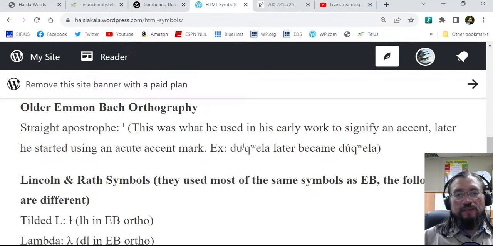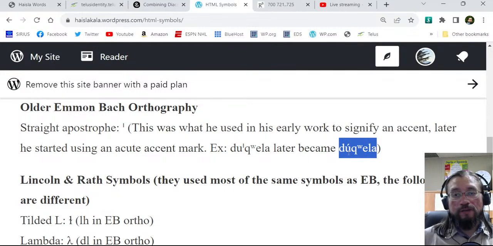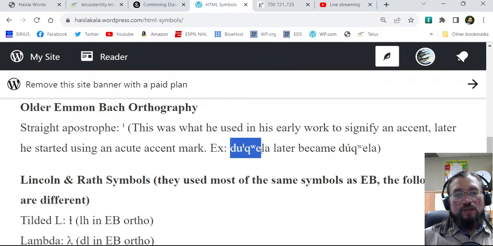I personally find it a little disruptive to have this symbol kind of in the middle, and I prefer what he did later on in his second orthography, where he placed an acute accent over the vowel. So this is dukwala, which means to see. So these are both pronounced exactly the same way. The difference is in how Emmon Bach signified stress in the word, how he chose to show where the accent goes in the word.